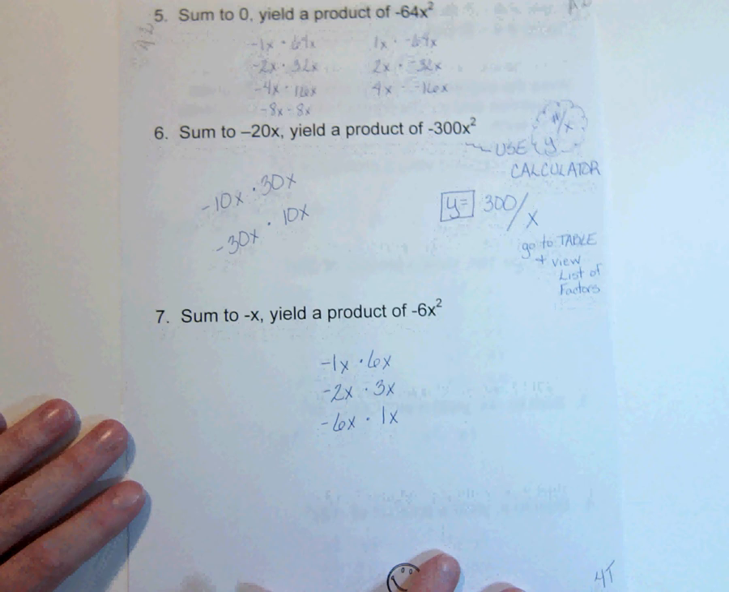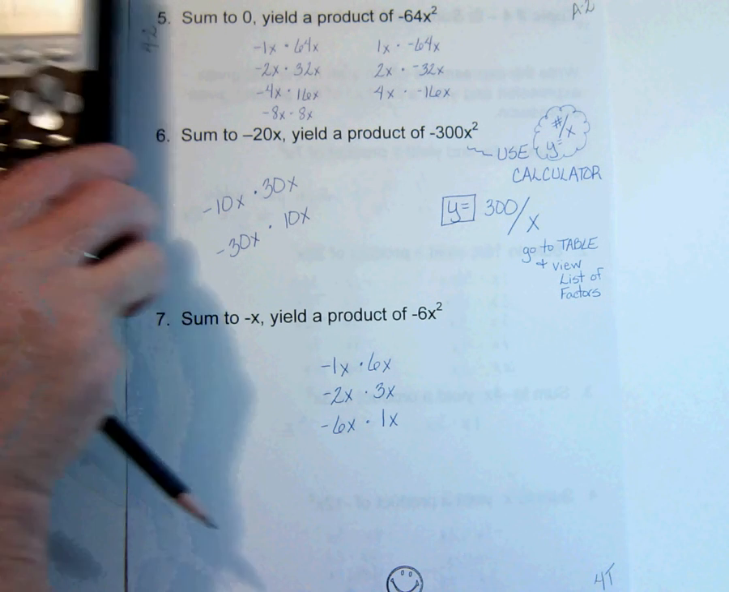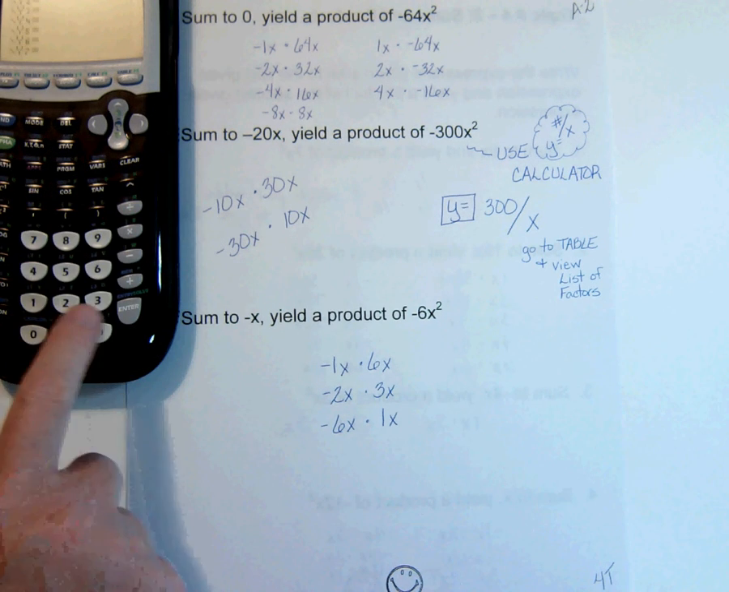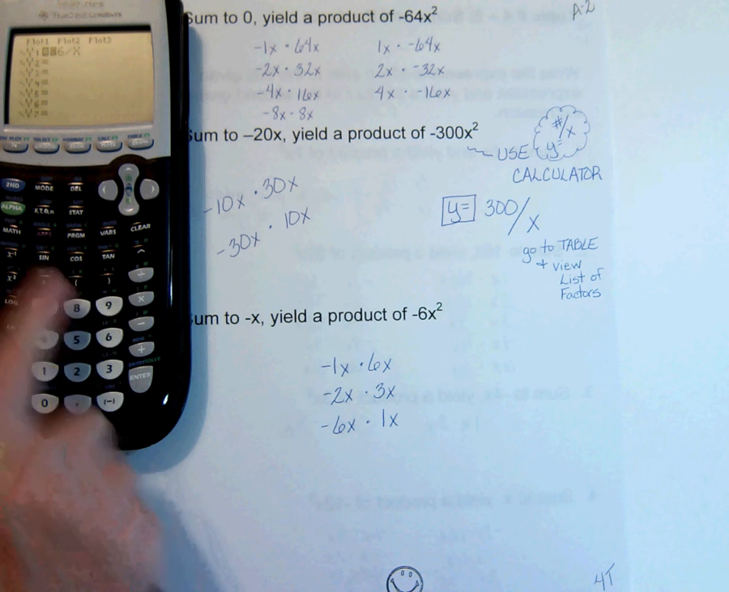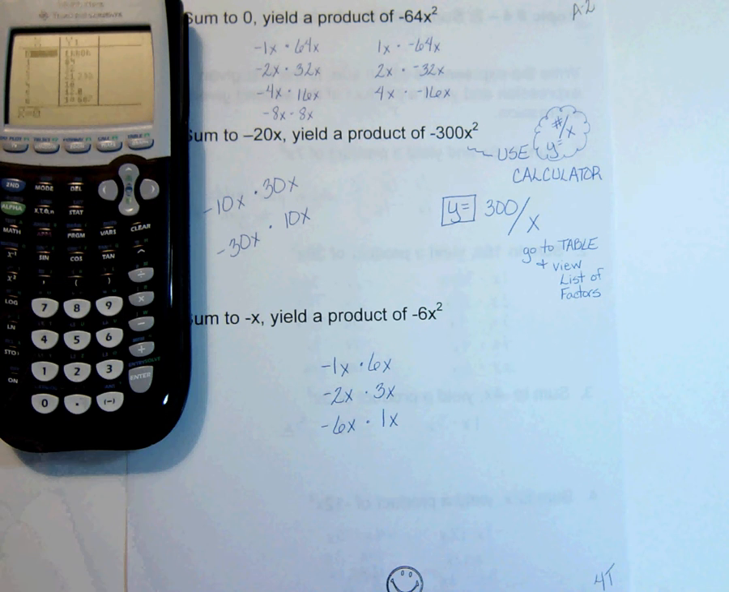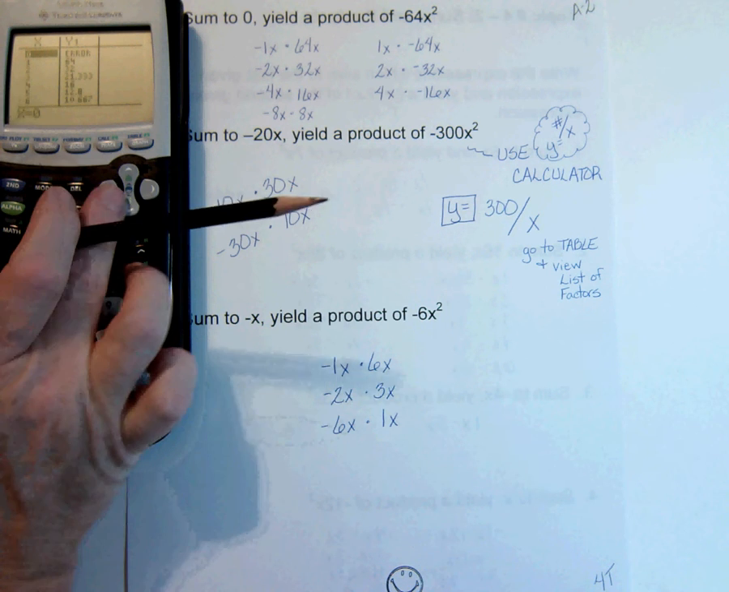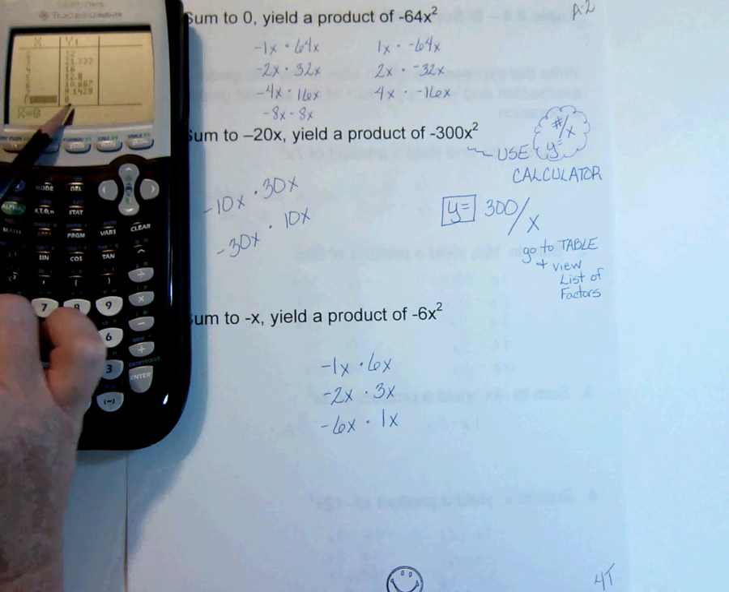Okay, page 2. You've got to add to 0, but the product is negative 64. Just to show for practice, if you put into your calculator y equals 64 divided by x and then go to your table, you're going to get the list of the factors. 1 and 64, 2 and 32, skip over the ones with decimals, 4 and 16, and so on. There's one more down here. You'll want to keep scrolling to see 8 and 8.